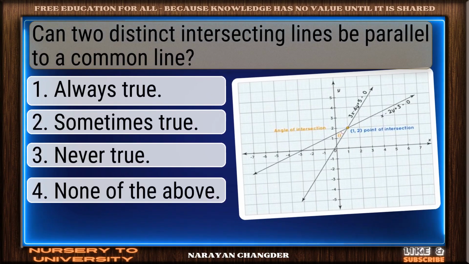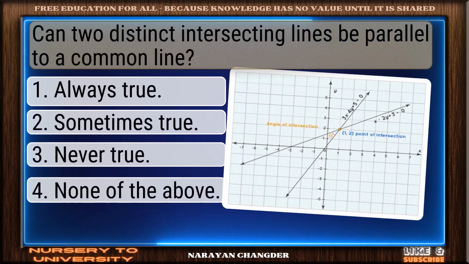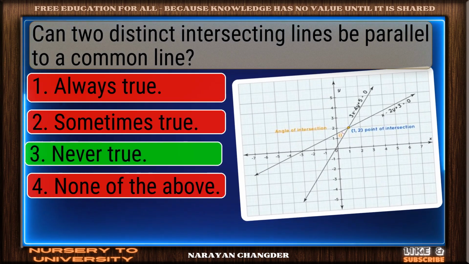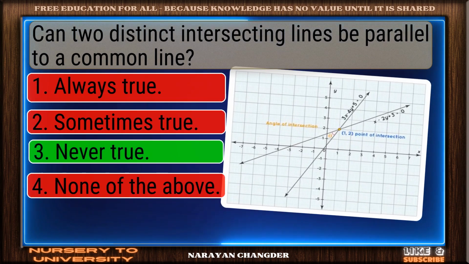Question number 25. Can two distinct intersecting lines be parallel to a common line? Well done. Never true is the right choice.